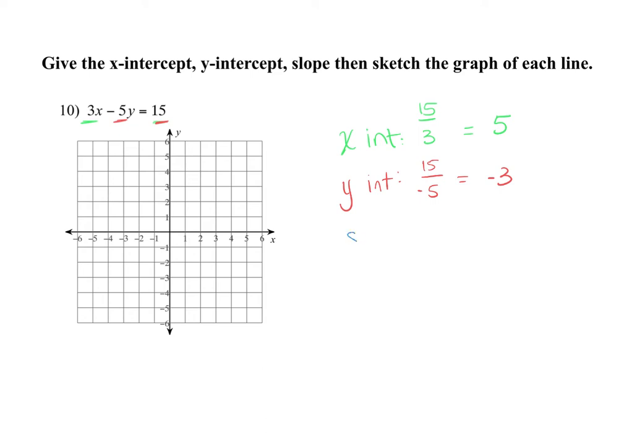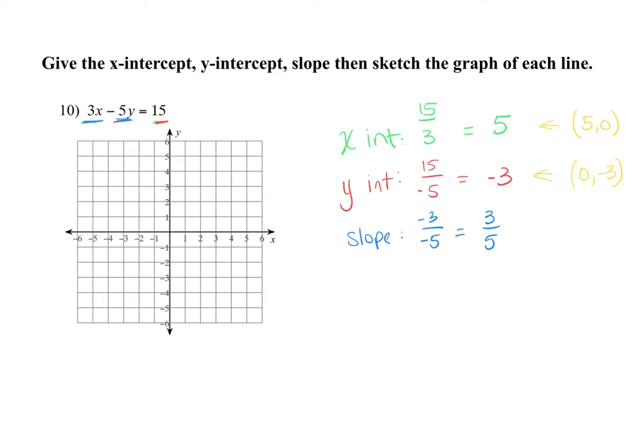And if I want the slope, I am going to do the opposite of what's in front of the x, so negative 3. And I am going to divide it by what is in front of the y, negative 5. So my slope here, you need to simplify, would be positive 3/5. To graph it, I really just need to take these 2 points and graph them. Remember, for x-intercept, your point is the 5 with a 0 for the y, and your y-intercept is a 0 for the x, and the -3 for the y.